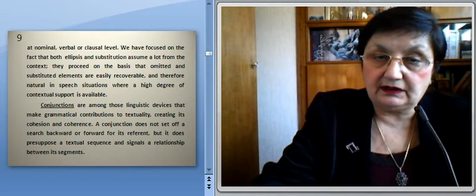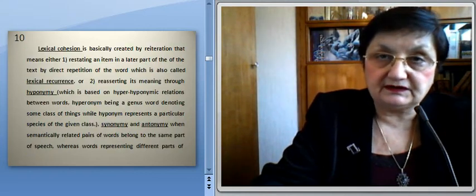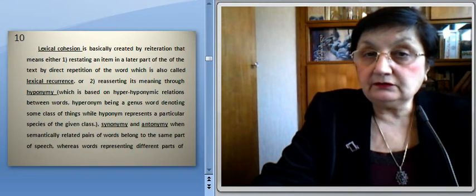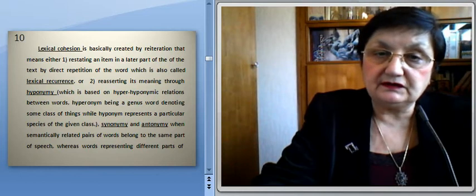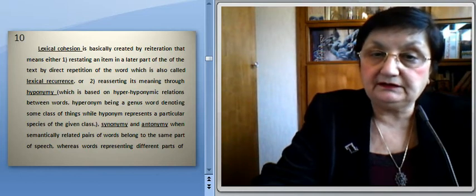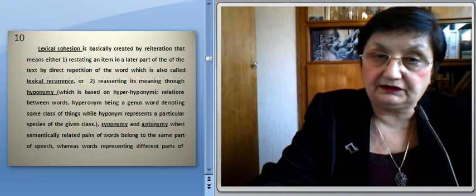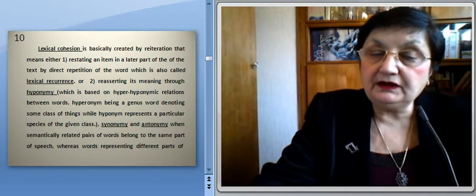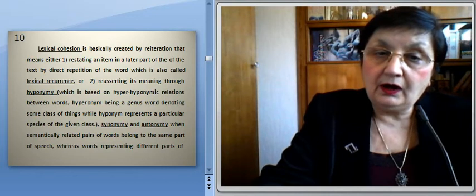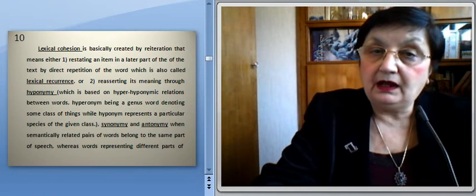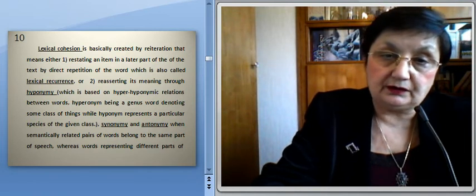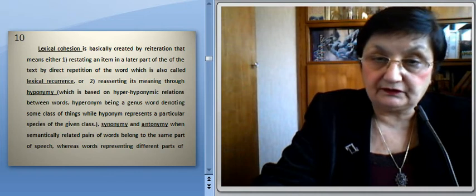Lexical cohesion is basically created by reiteration, that means either restating an item in a later part of the text by direct repetition of the word, which is also called lexical recurrence, or reasserting its meaning through hyponymy, which is based on hyperhyponymic relations between words, hyperonym being a genus word denoting some class of things or objects, while hyponym represents a particular species of the given class.